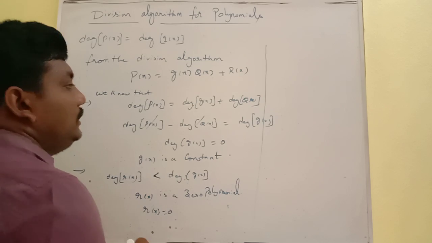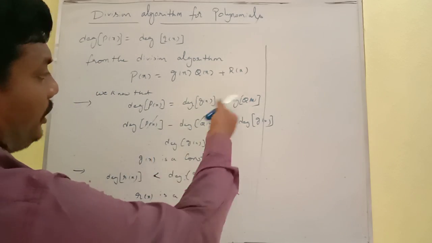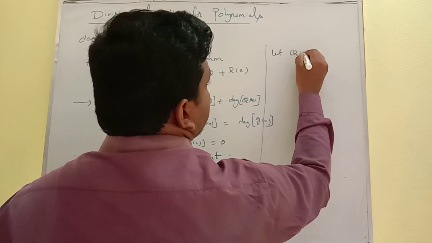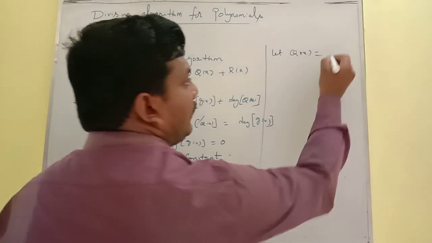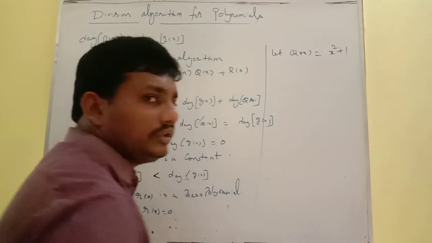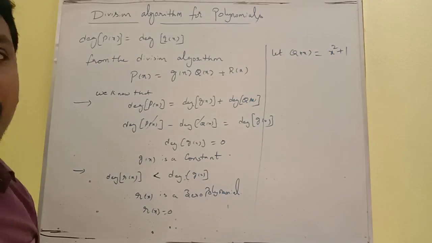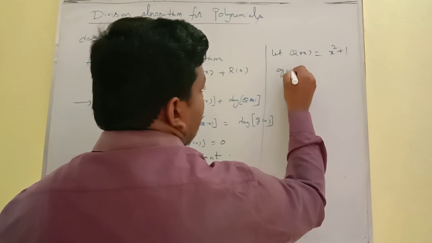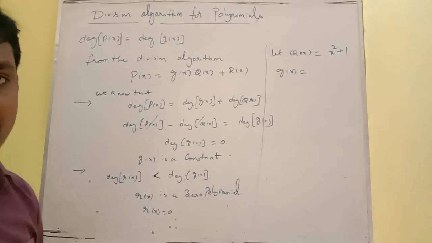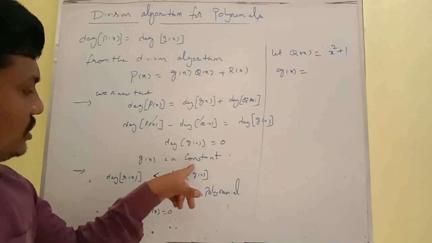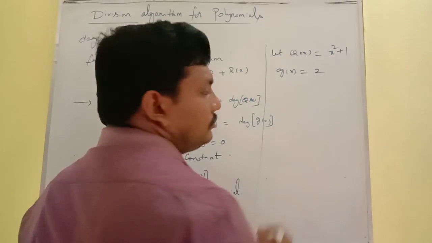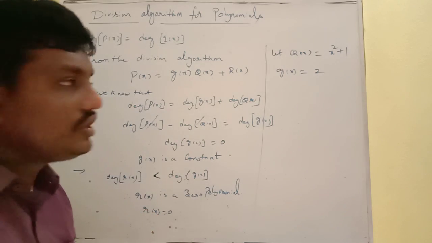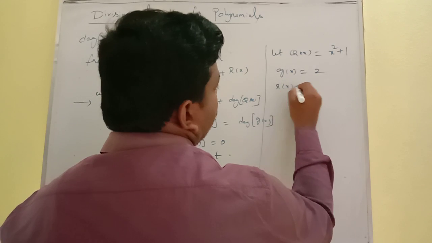Now we have to consider any polynomial q of x. First let q of x equal x square plus 1. You have to take any polynomial; I am taking a degree 2 polynomial, that is x square plus 1. Then what about g of x? G of x must be a constant. Constant means I am taking 2. Now what about r of x? R of x must be 0.